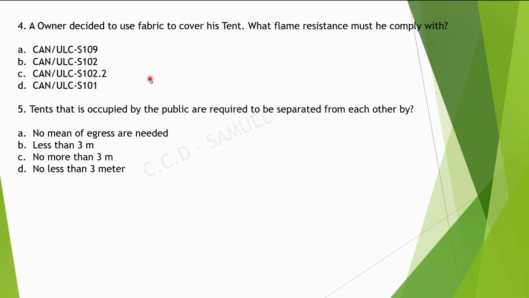Question 5. Tents that are occupied by the public are required to be separated from each other by A. No means of egress are needed. B. Less than 3 meters. C. Not more than 3 meters. And D. Not less than 3 meters. Please note the tent that is occupied by the public.